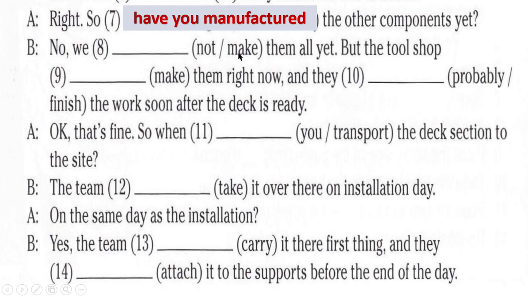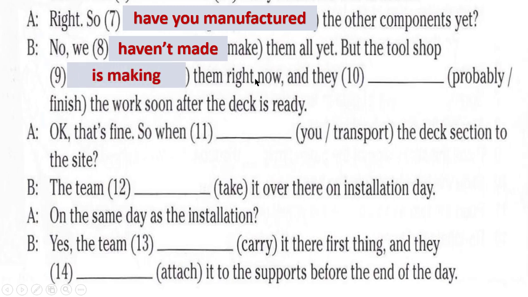No, we have not made them all yet. Repeat it, yet again here. So we haven't made. So we use yet at the end of a negative sentence here. And in the previous sentence, it is at the end of a question. Good. But the tool shop is making them right now. Right now, do you remember? Excellent. Present continuous, is making.